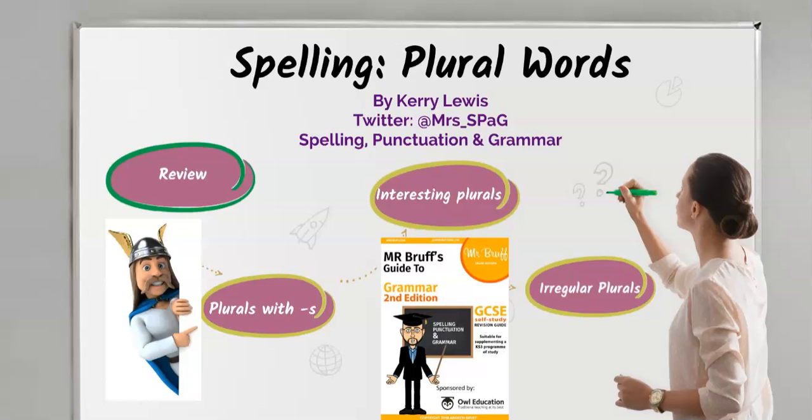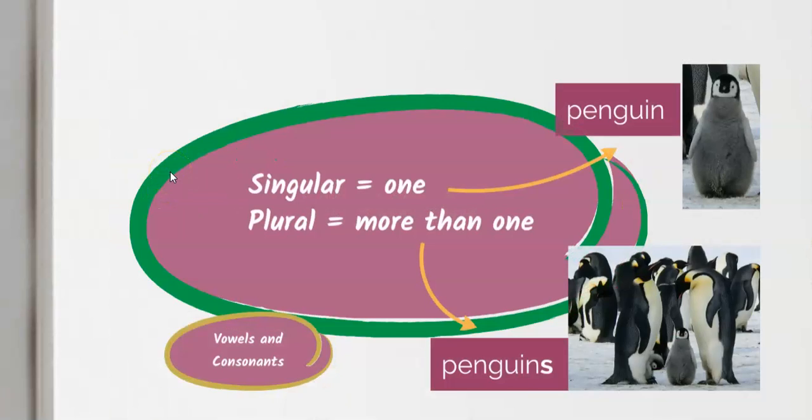Today I'm going to talk about spelling rules with plural words. First, some key vocabulary. Singular means one, so penguin is a singular word. Plural means more than one, so penguins is a plural word. And most plural words end with an S, so we call them regular plural words.